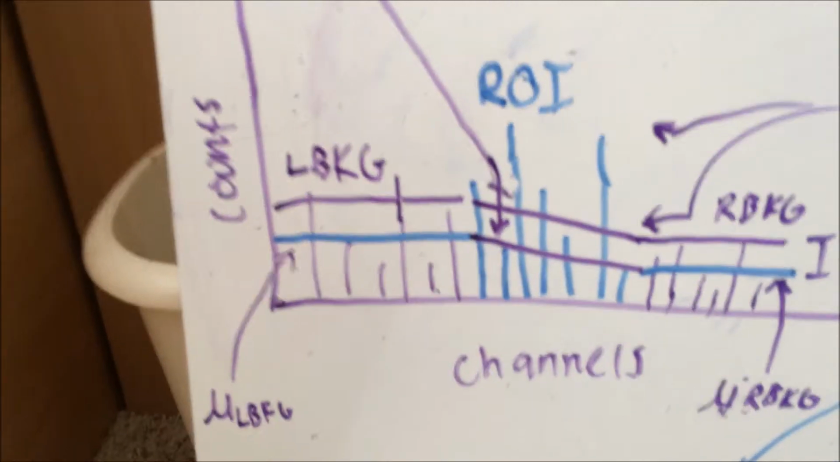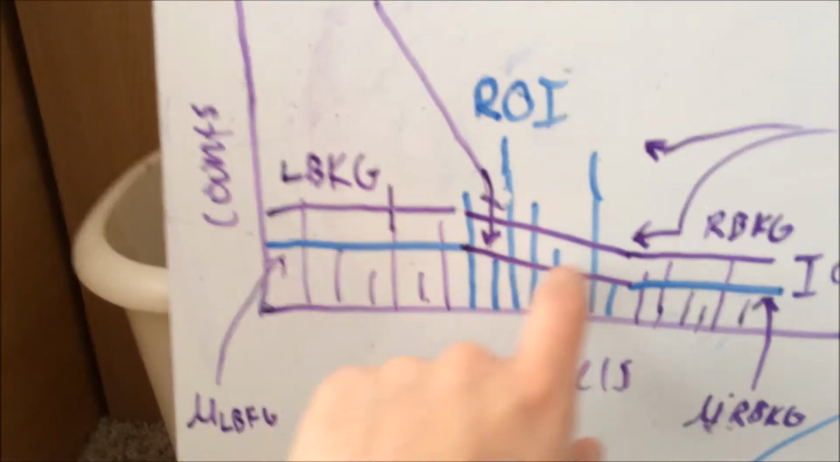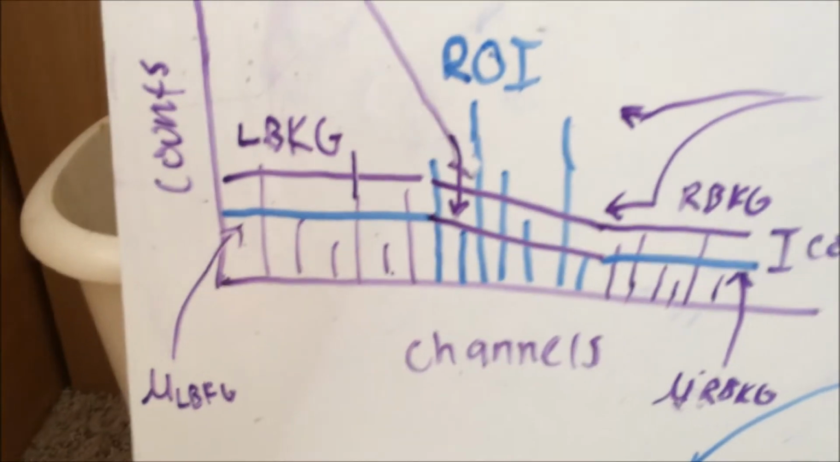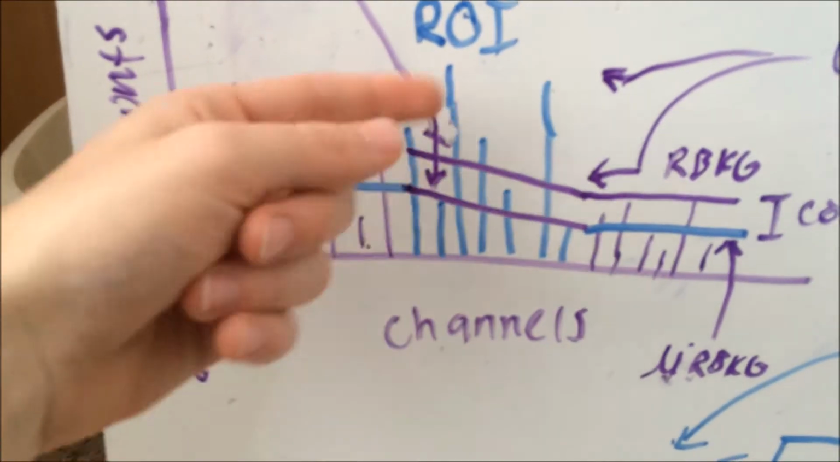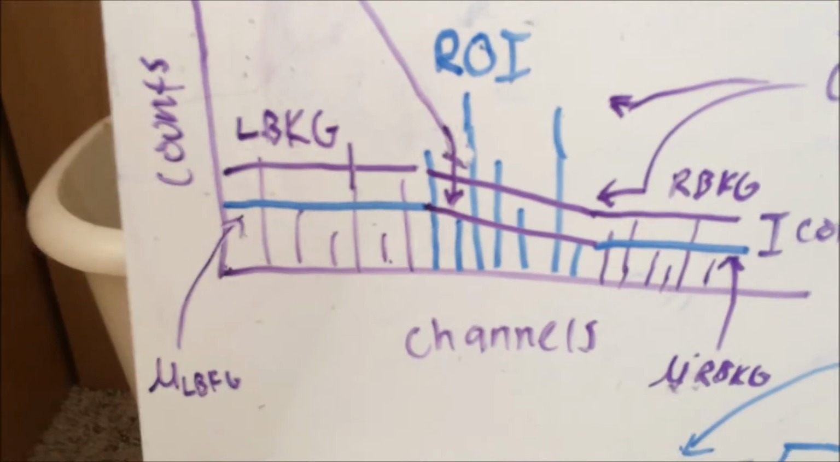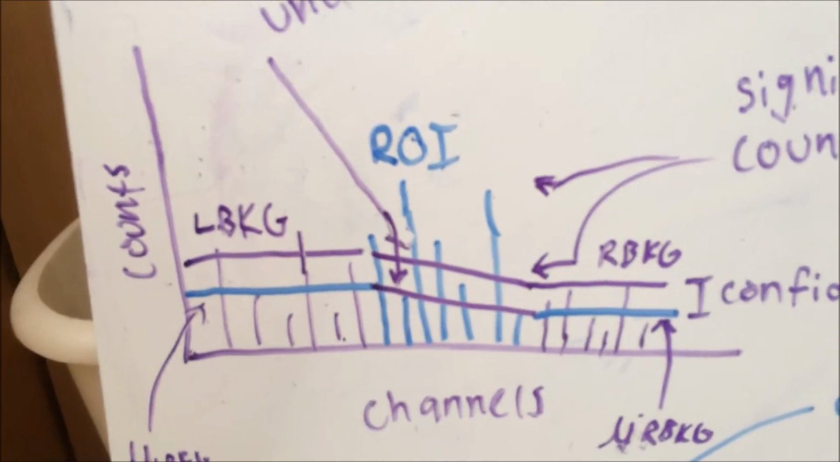which are these purple channels here, to try and interpolate what the background would have been across this area if this weren't here, and use that to derive a limit, where above this line everything is statistically significant to within a certain percentage of confidence.